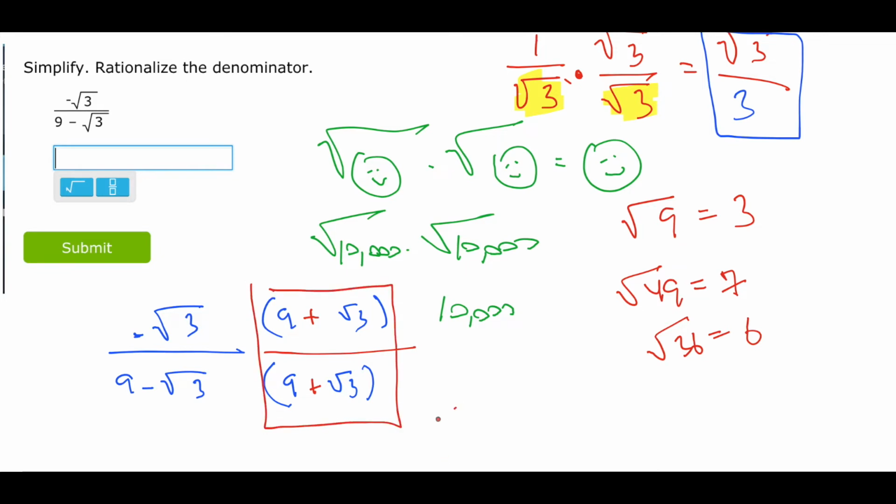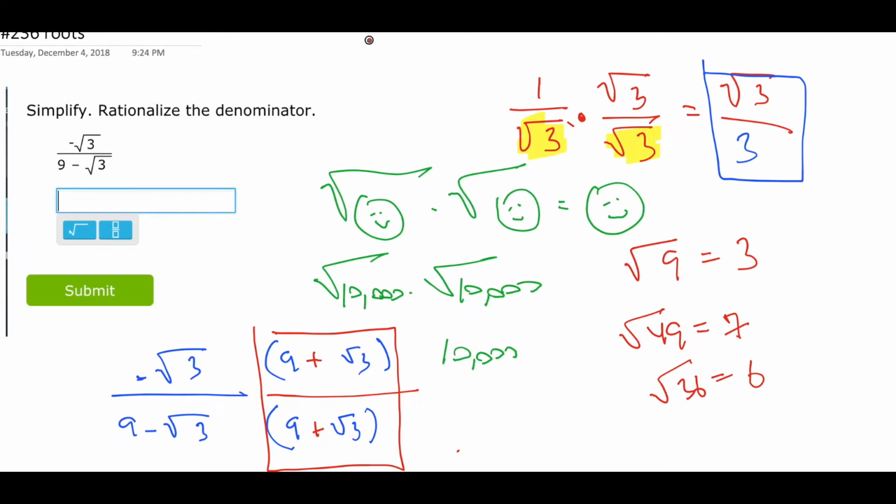So what is this whole thing anyway? What was root 3 over root 3? Like what is 4 over 4? 1. So what is root 3 over root 3? 1. So when you multiply this by that, are you really changing the value of the fraction? No. Same thing here. 9 plus root 3 over 9 plus root 3 is still 1. So you're not changing this, you're just rearranging it.